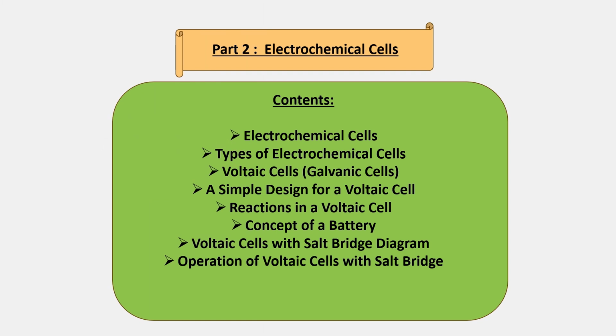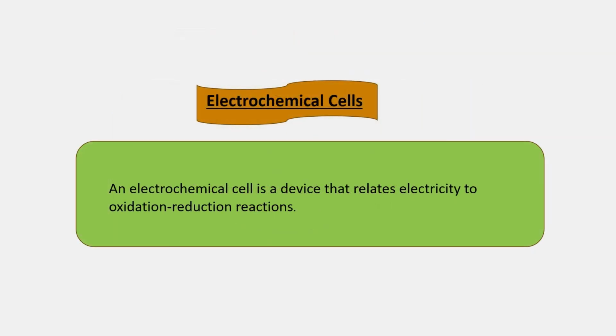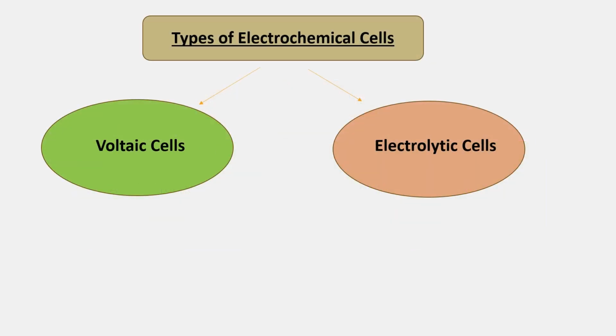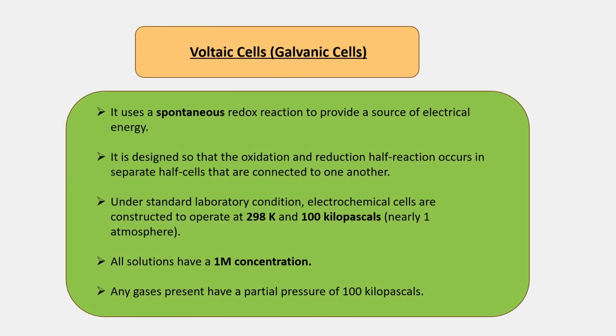In this video we will learn about electrochemical cells. An electrochemical cell is a device that relates electricity to oxidation reduction reactions. There are two types of electrochemical cells: voltaic cells and electrolytic cells. In this video we will learn all about voltaic cells. Voltaic cells, or galvanic cells, use a spontaneous redox reaction to provide a source of electrical energy.